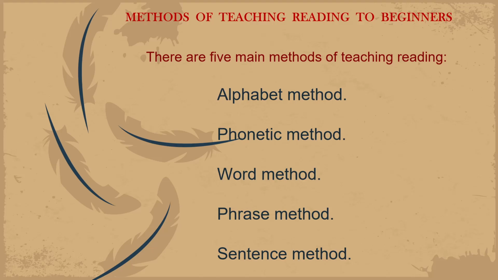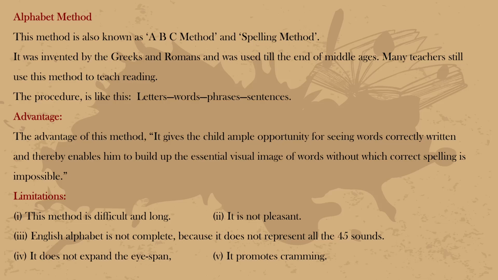Next, methods of teaching reading to beginners. There are 5 main methods of teaching reading. 1 is the alphabet, 2 phonetic, 3rd word, 4th phrase, and 5th one is the sentence method. Next, the alphabet method is also known as the ABC method and spelling method.